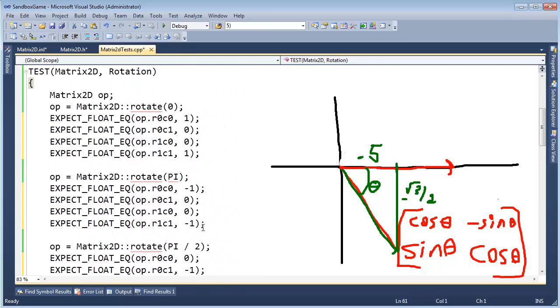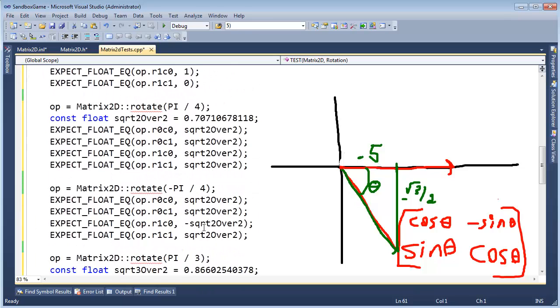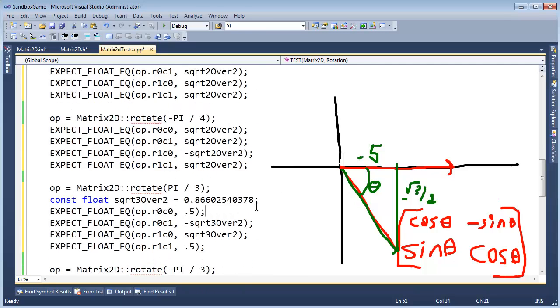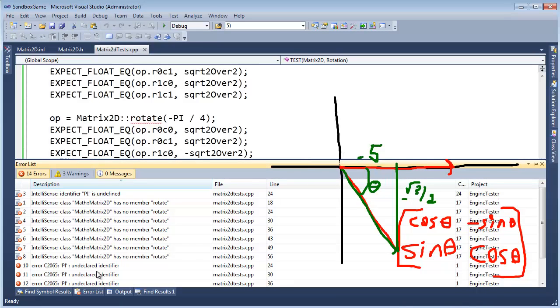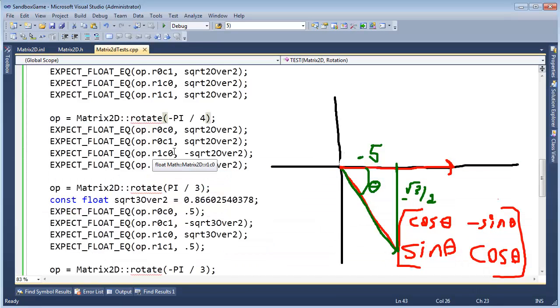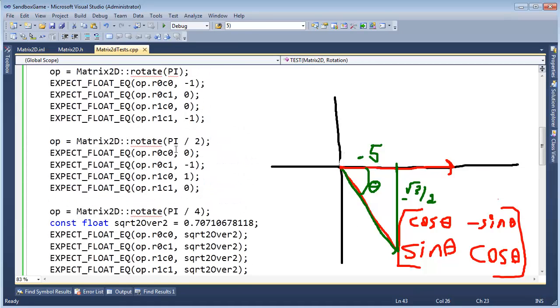Whew, a lot of derivations to get all those unit tests, but I think that's a good mental exercise. Let's Control F5. Hopefully this fails miserably. Well, it might not even build. Pi. Oh yeah, we don't have a pi. I'm going to stop the video here and move on to the next one.